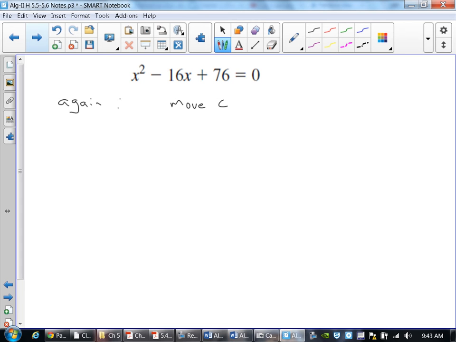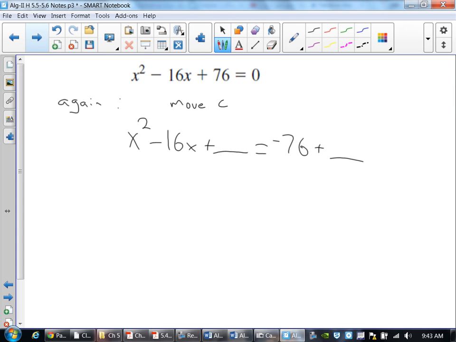x squared minus 16x plus 76. Very first thing we do is move c. How do I move a positive 76? Subtract it. So I wind up with x squared minus 16x plus blank equals negative 76 plus blank. Everybody okay with that?